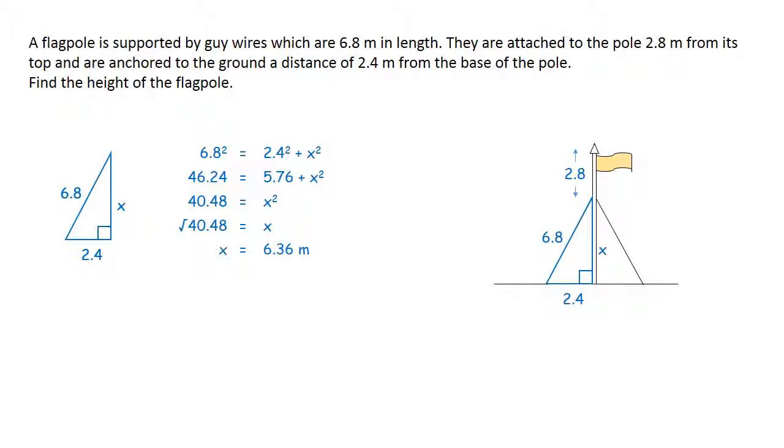Now that's not the height of the flagpole, because remember there's another 2.8 metres on top. So the total height of the flagpole is going to be 6.36 plus 2.8, a total of 9.16 metres. You'll find plenty of questions on Pythagoras' theorem at the back of the book. They're worth practicing.